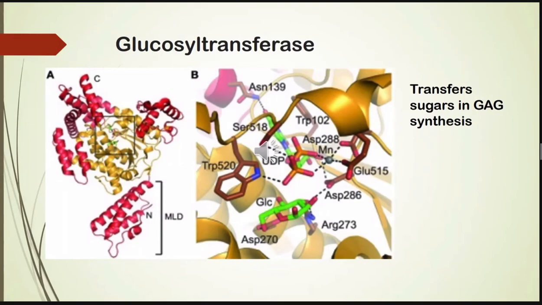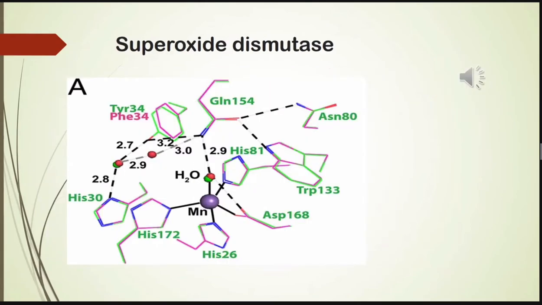Glucosyltransferase is an enzyme that transfers sugars in glycosaminoglycans during its synthesis. This is an example of an enzyme that contains manganese. If the cytosolic form of superoxide dismutase contains copper and zinc, the mitochondrial form of your superoxide dismutase would contain manganese.